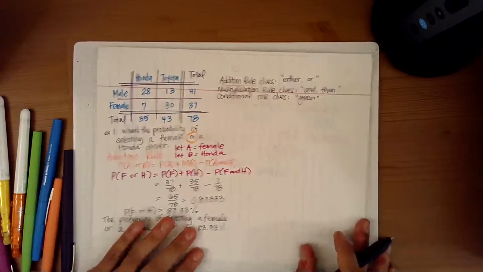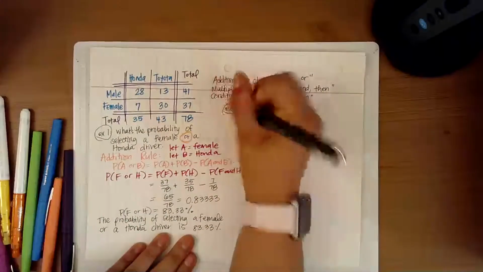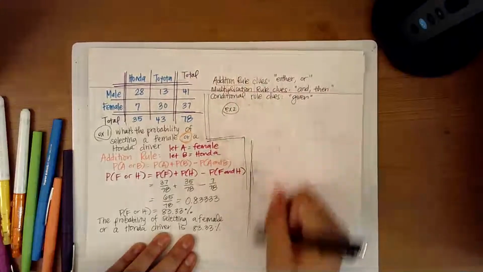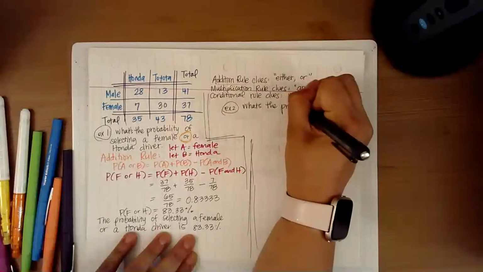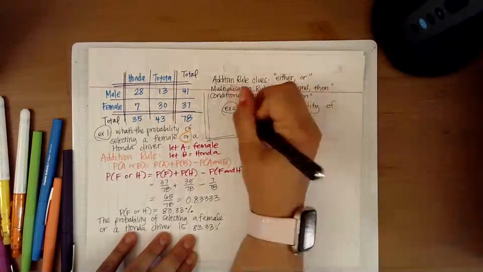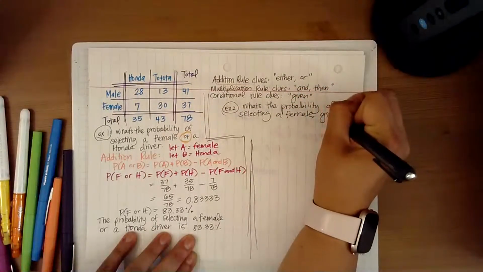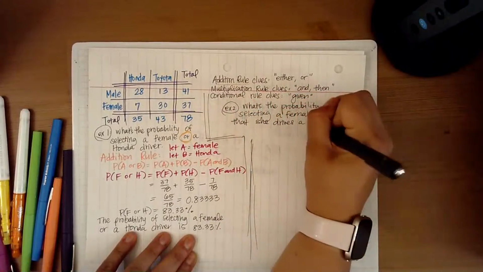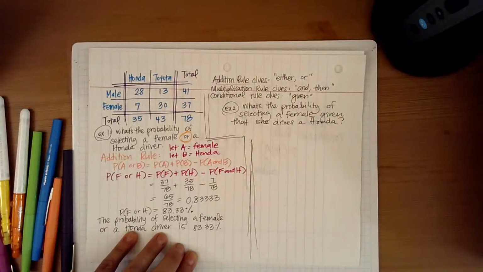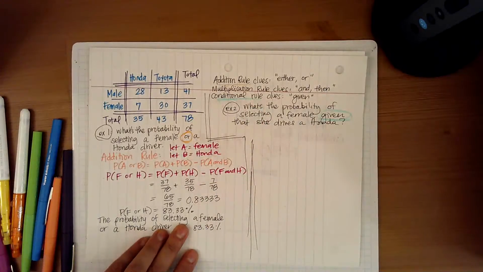Okay? So that's example 1. Let's look at another one. Example 2. Let me just cut this off for the sake of my notes. What's the probability of selecting a female given that she drives a Honda? So notice again, context clues. What's the context clue? Given. And given means conditional rule. So I'm going to use the conditional rule.